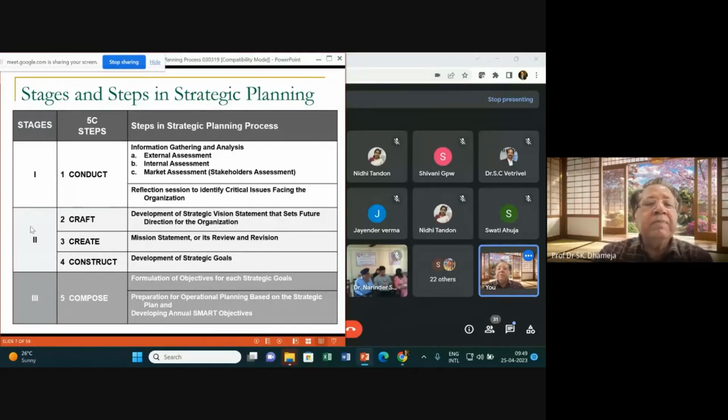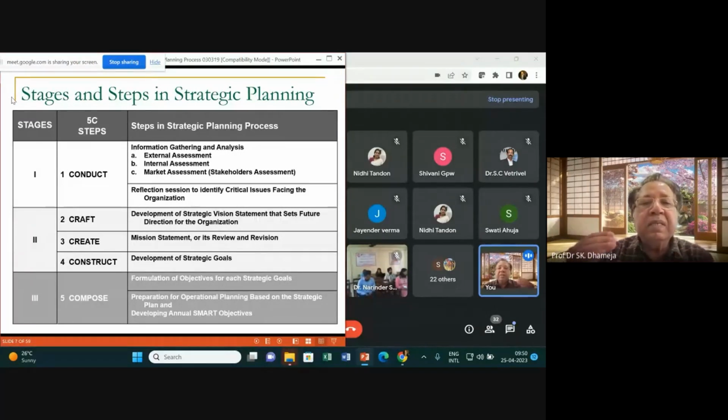So first was conduct of what? Conduct of the information gathering and the analysis, in which we do a lot of research. In fact, I was sharing yesterday also when I did that strategic planning process of the CPSC Manila, Philippines, which took us almost 7 to 8 months. So we did 4 research studies. We went to all these places and collected all this data. So information gathering and analysis, I'll explain them in the succeeding slides also. Information gathering and analysis of external assessment.